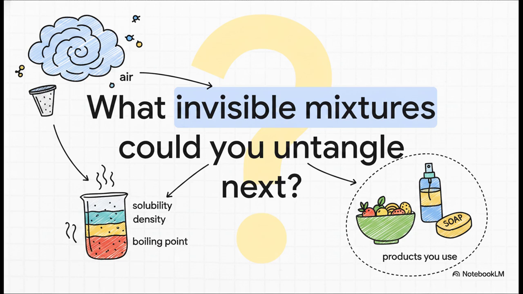So think about the wildly complex mixtures you interact with every single day. The food you eat, the products you use, the air you breathe. Knowing that they all obey these exact same microscopic rules, and that every single substance has its own unique chemical fingerprint of solubility, boiling point, and density, what invisible mixtures could you untangle next?